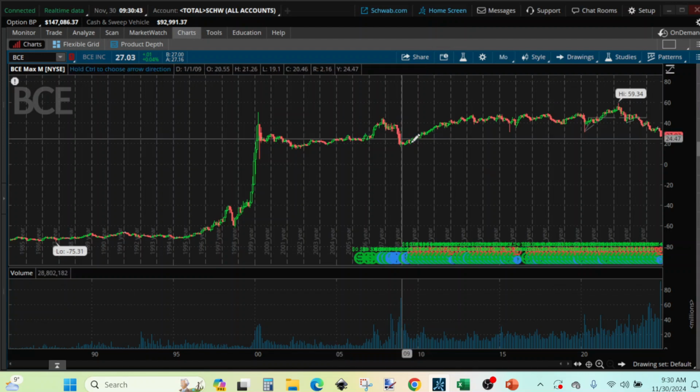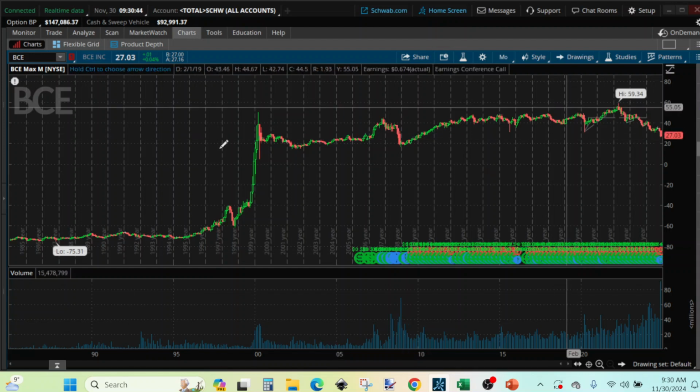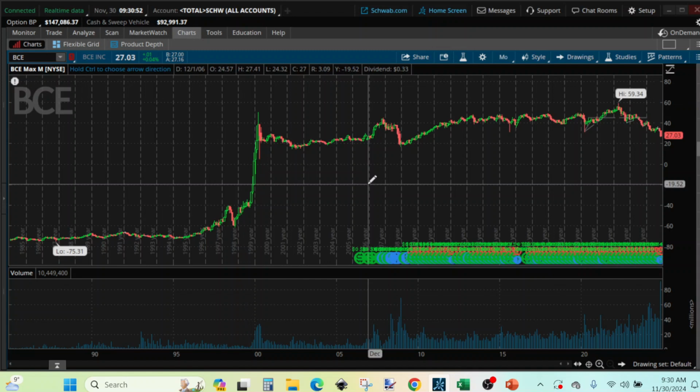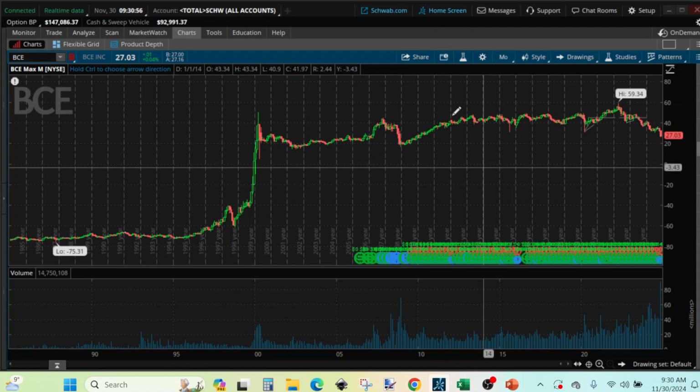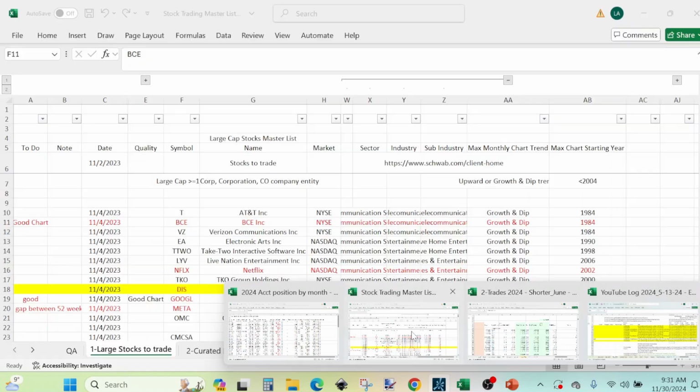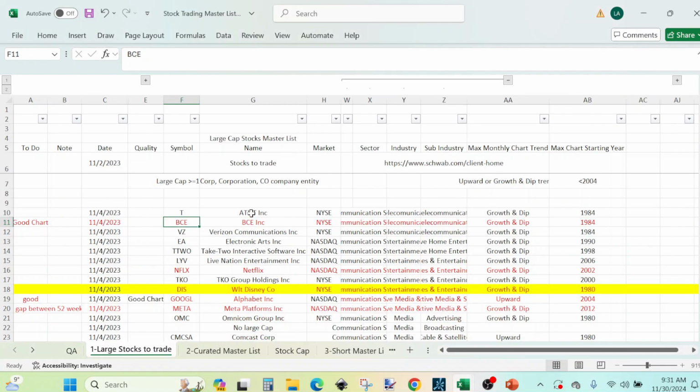On Thinkorswim for the maximum monthly, we are looking at this and we say, okay, this is not a good one for us to swing trade. And therefore you should not put this on your swing trade list. So we have it on our list, but we have it on the list because it's a growth and dip.